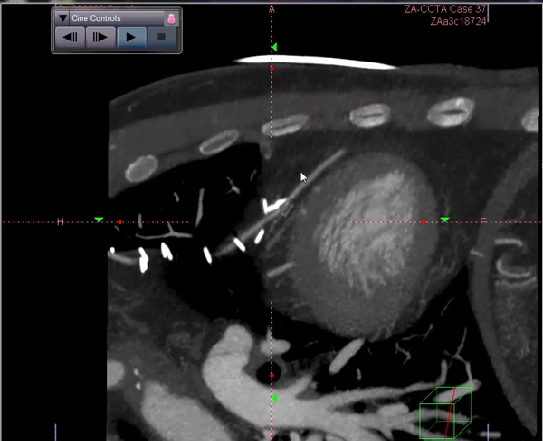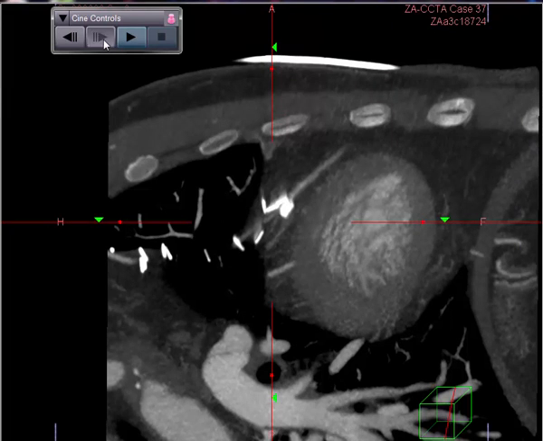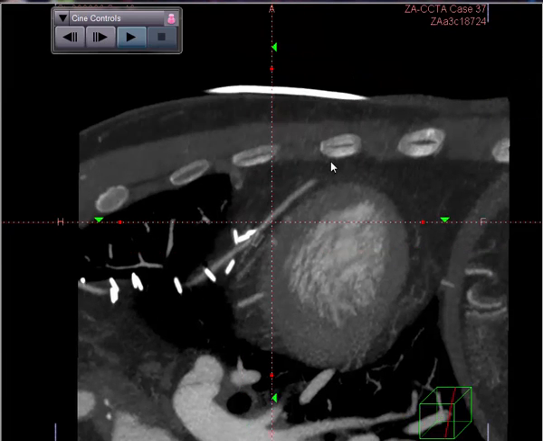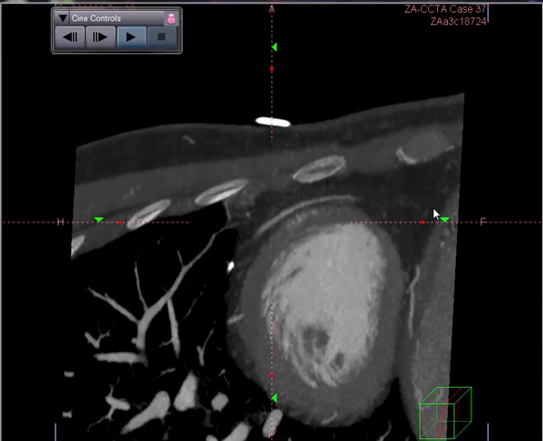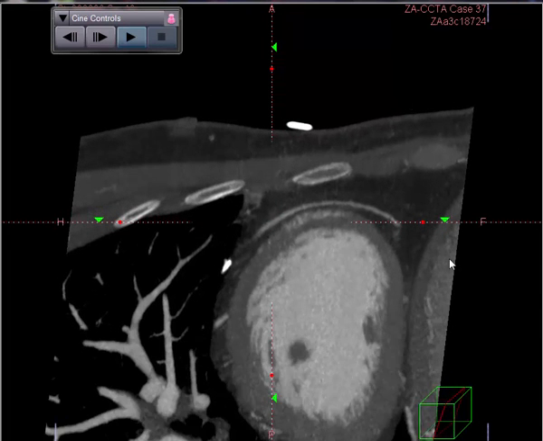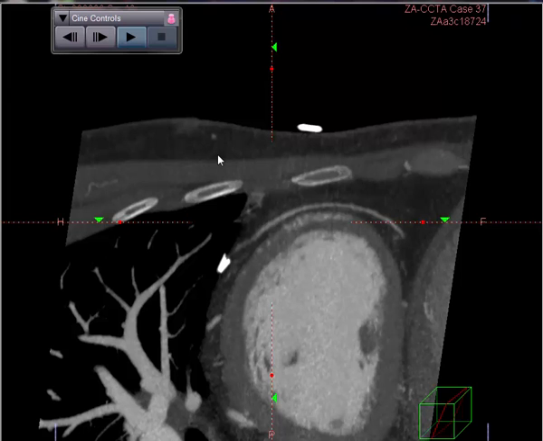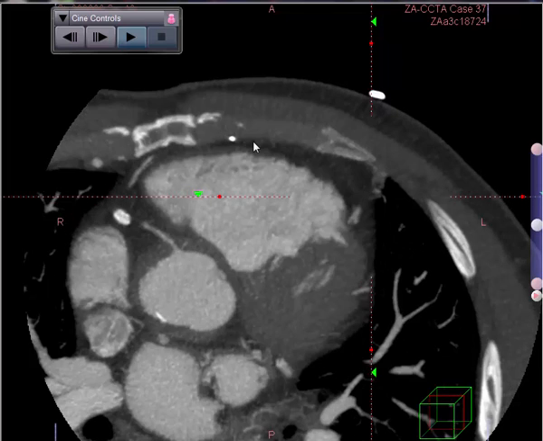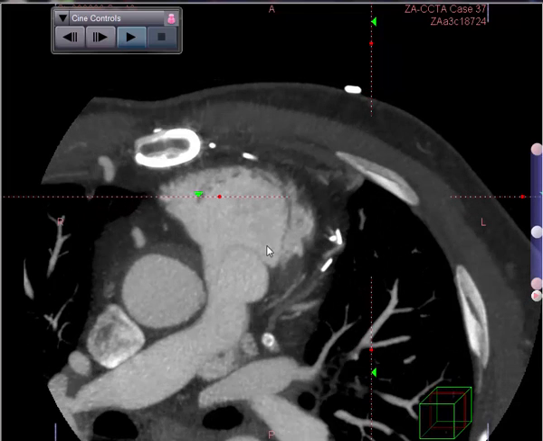I have 2 phases here, so I'm going to just switch to the other phase for just a second. It doesn't really help very much, but I can see that this graft is patent, and then as I go to the LAD, I can see that it has good flow down into the apical region. I'm going to switch next to the foot view and start taking a look at the other bypass grafts. So I've looked at the Lima.